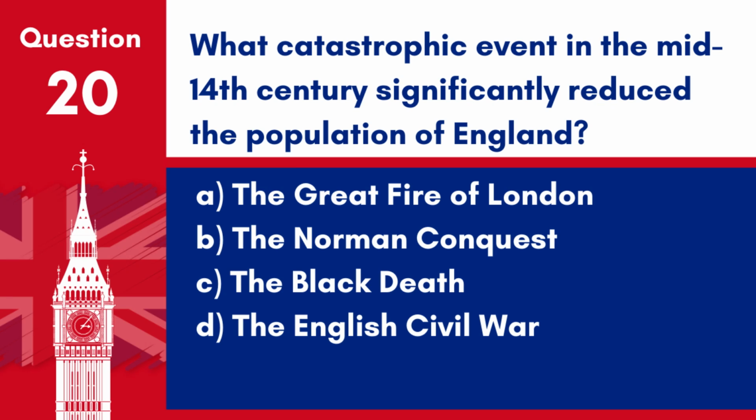Question 20. What catastrophic event in the mid-14th century significantly reduced the population of England? A. The Great Fire of London. B. The Norman Conquest. C. The Black Death. D. The English Civil War. Answer C. The Black Death. The Black Death, a devastating global epidemic of bubonic plague, significantly reduced England's population in the mid-14th century.